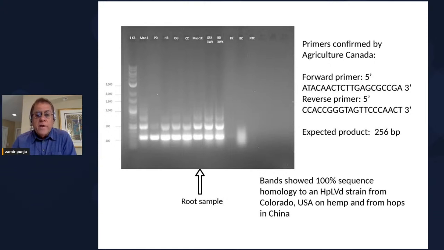So this viroid that we have up here in Canada was interesting because it showed 100% sequence homology. In other words, it's identical to a hop latent strain from Colorado and hemp growing outdoors and from hops in China. So what this is telling us is this viroid seems to be the same everywhere we look. And it may be that it's been spreading from some source over the years and now is present in cannabis in North America. But we need to do some more work to figure out where it originated from.